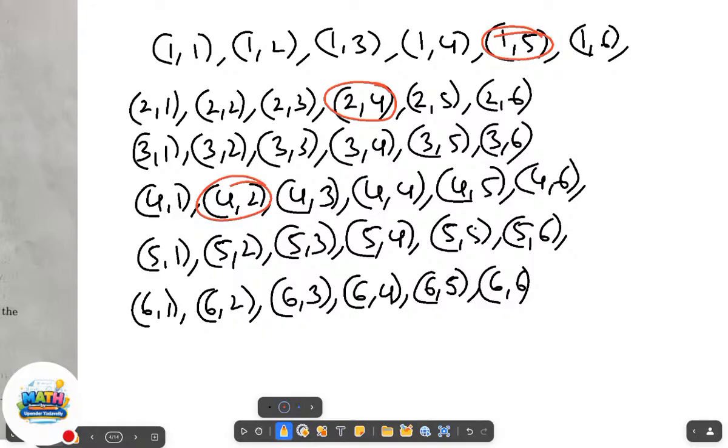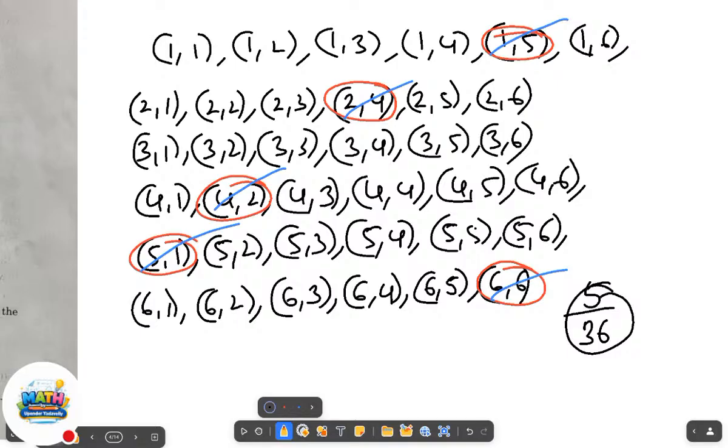Next, 5 comma 1, 5 plus 1 is 6, divisible by 6. Next, 6 comma 6, 6 plus 6 is 12, divisible by 6. So what are the favorable outcomes we got here? The favorable outcomes are 1, 2, 3, 4, 5. So out of 36 there are 5 favorable outcomes. The probability will be 5 by 36.